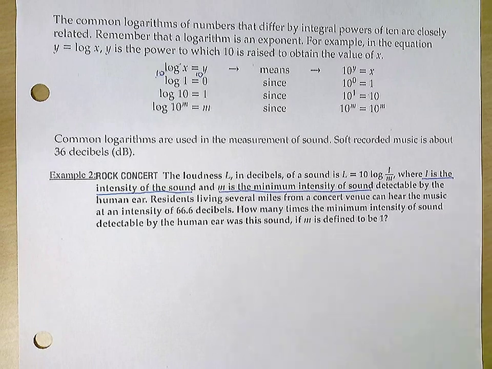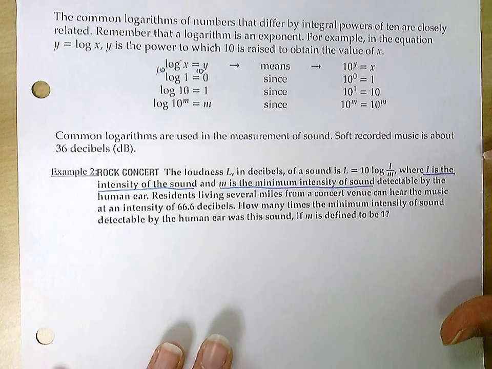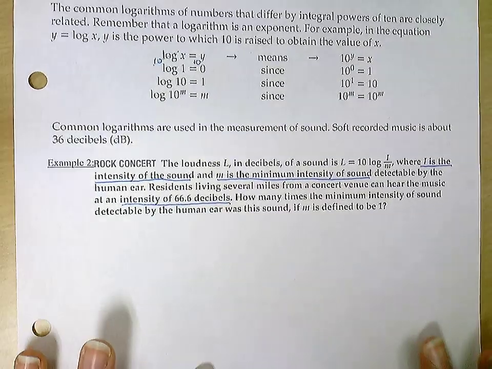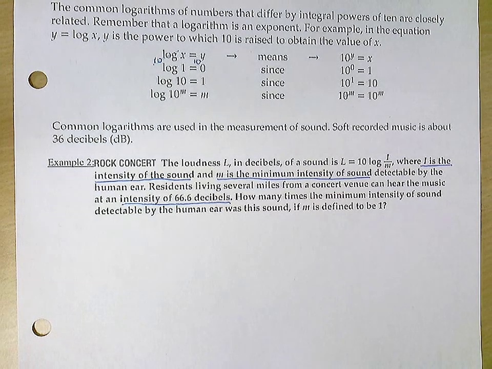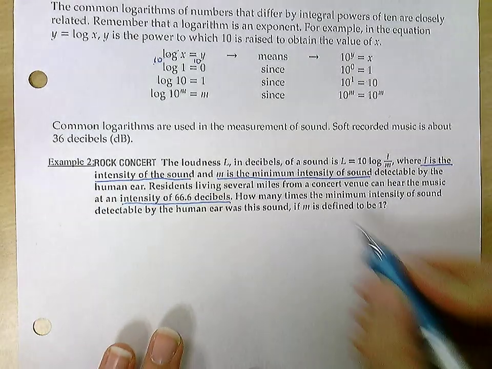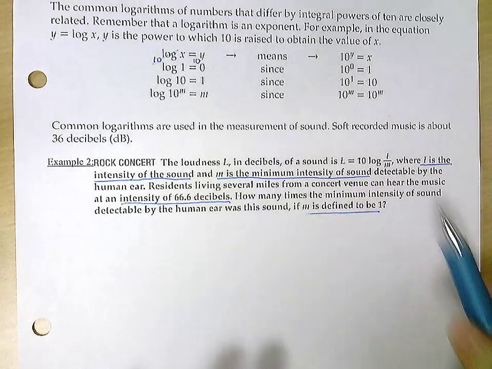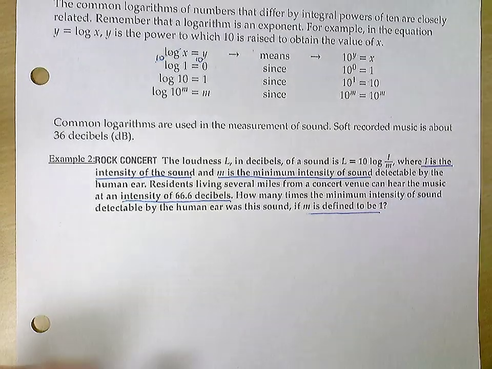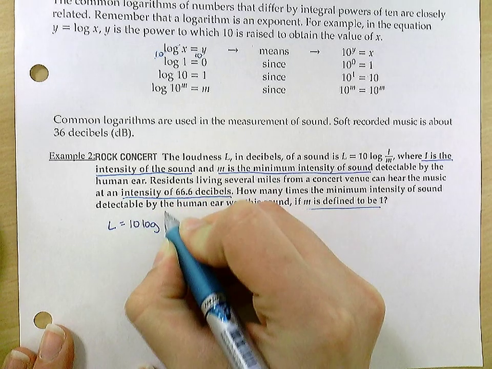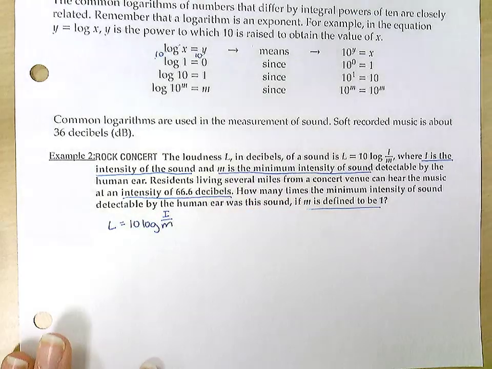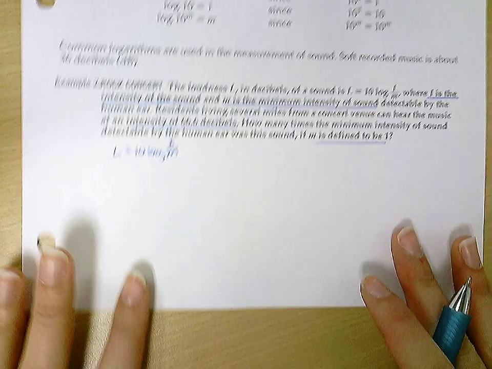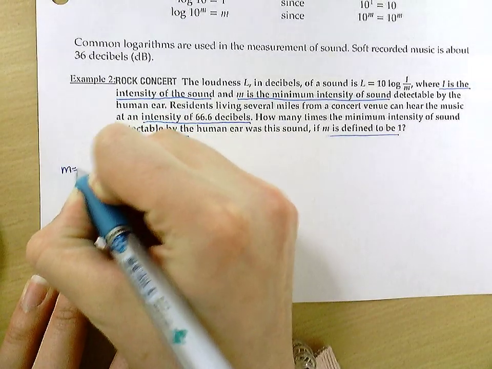Residents living several miles from a concert venue can hear the music at an intensity of 66.6 decibels. How many times the minimum intensity of sound detectable by the human ear was this sound, if M is defined as 1? We're using the equation L equals 10 log of I over M. M is defined as 1.